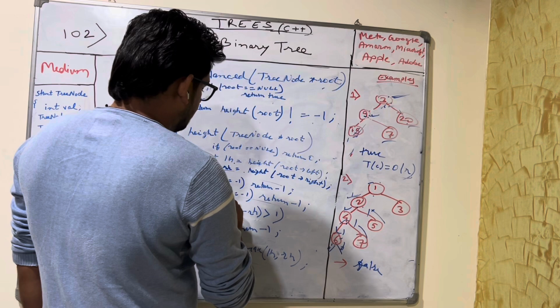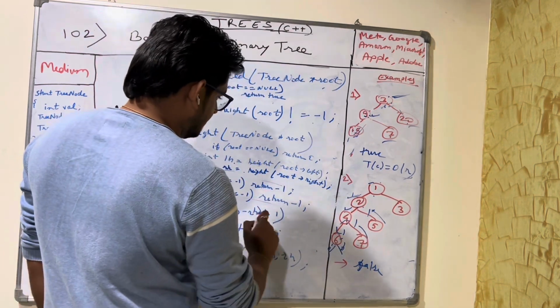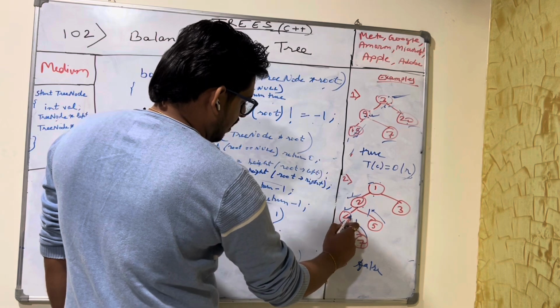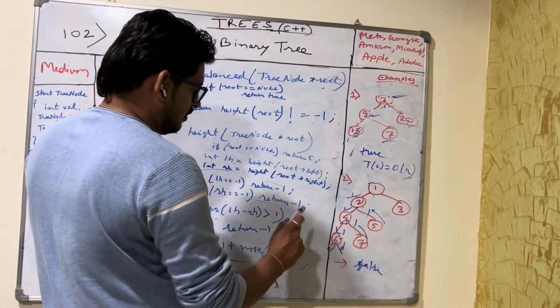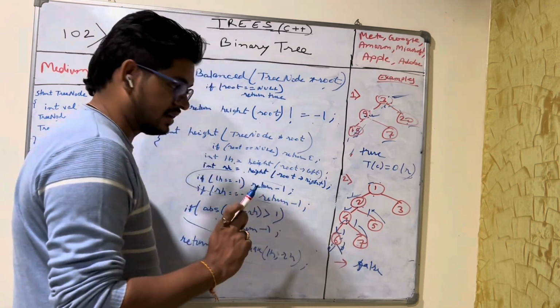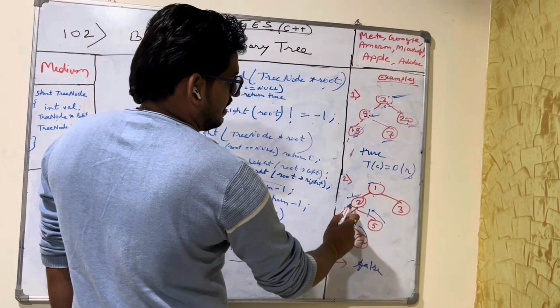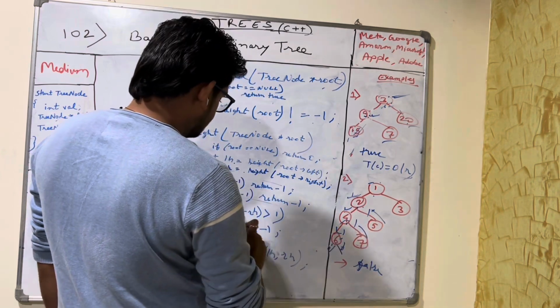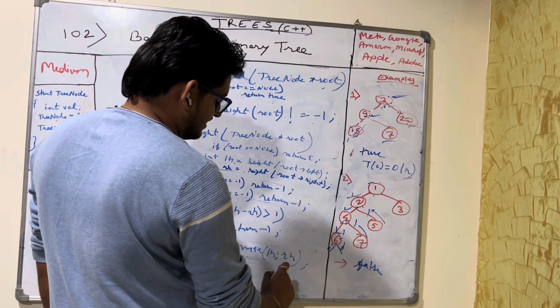Okay, so now we have got 2 and 1 for this 2. Both LH and RH are not equal to minus 1, so we go here. What is the difference between the left height of 2 and the right height of 2? The difference is 2 minus 1, which is 1, not greater than 1. So this is balanced till here. So we return the final actual height. What is the actual height? 1 plus max of LH, RH.